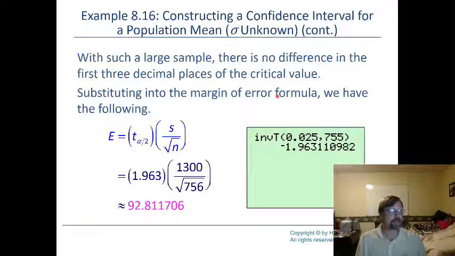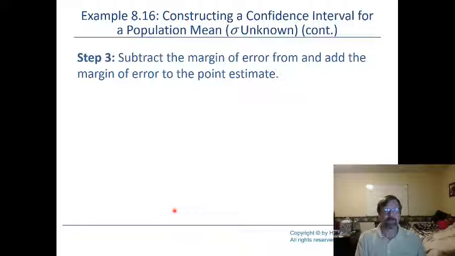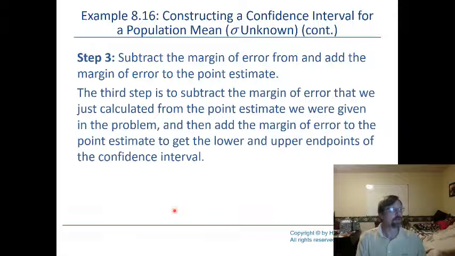So putting that 1.963 into our margin of error formula, again, E is the margin of error, critical t value, sample standard deviation, sample size. So 756, 1300 was our sample standard deviation, and 1.963 is our critical t value. We get 92.811706. We add and subtract that from the mean to get the lower and upper endpoints.